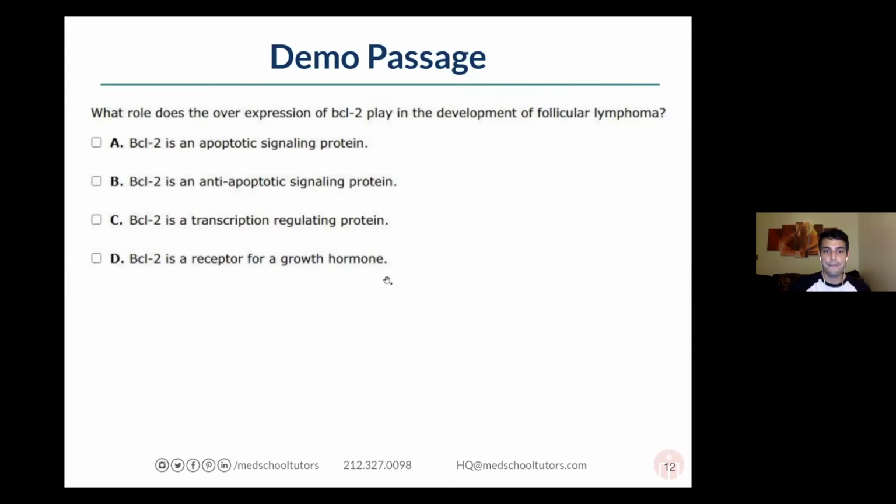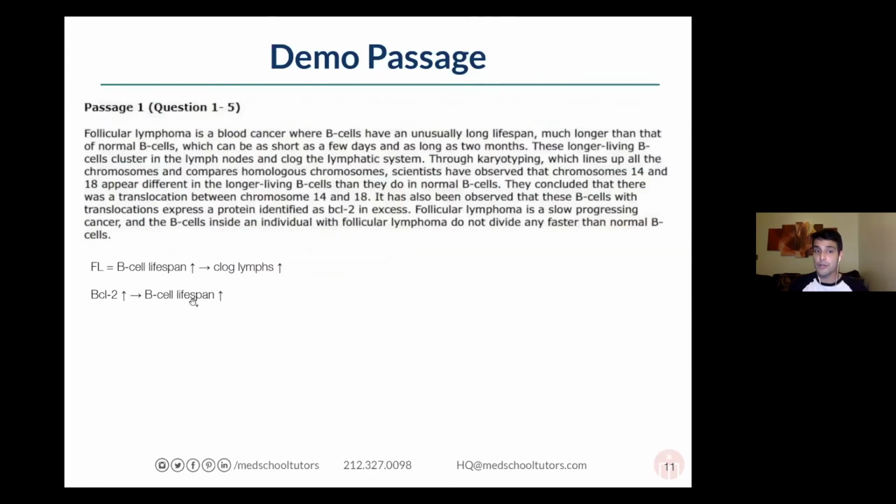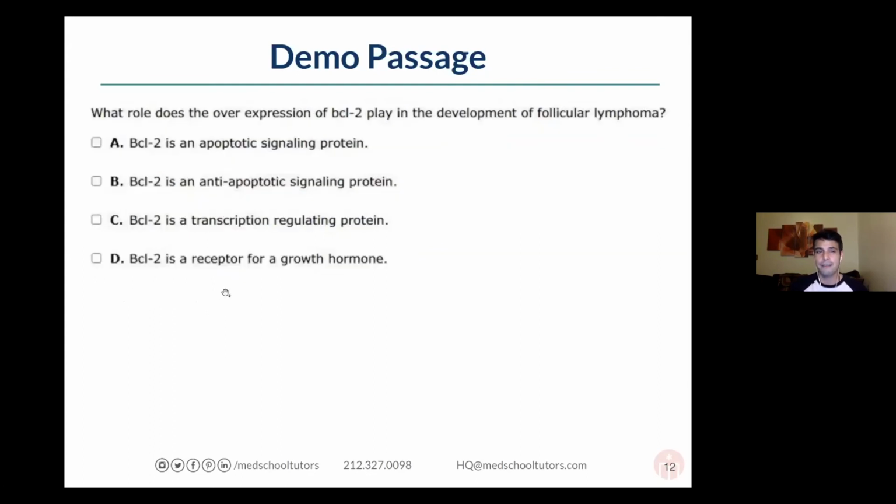So based on our pathway, overexpression of BCL2 leads to longer B cell lifespan, we can be pretty sure that BCL2 is not an apoptotic protein, because that wouldn't fit with the pathway. Overexpression of an apoptotic signaling protein would lead to cell death. So the next thing is an anti-apoptotic signaling protein. That makes sense, but we're not sure. That fits with a longer lifespan and with our pathway.